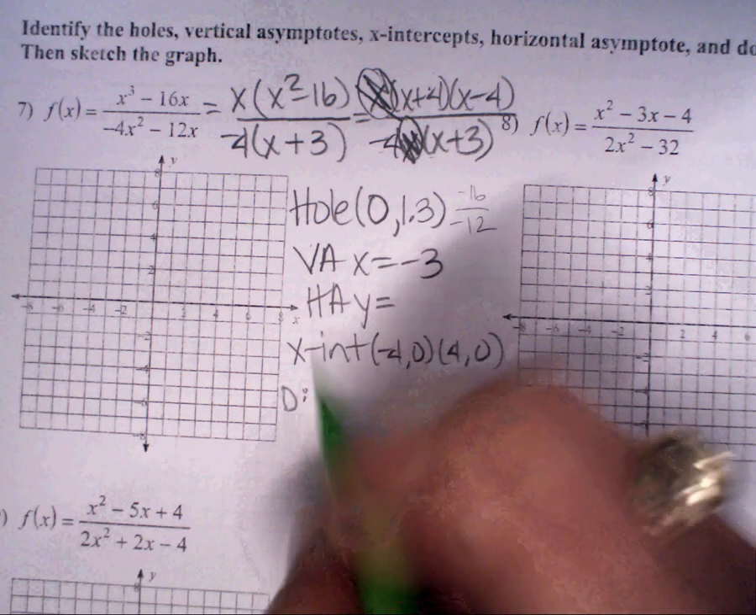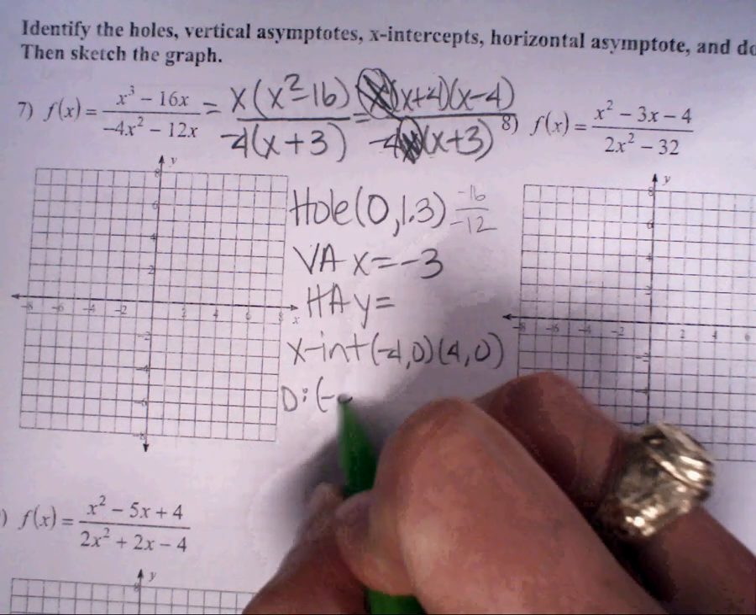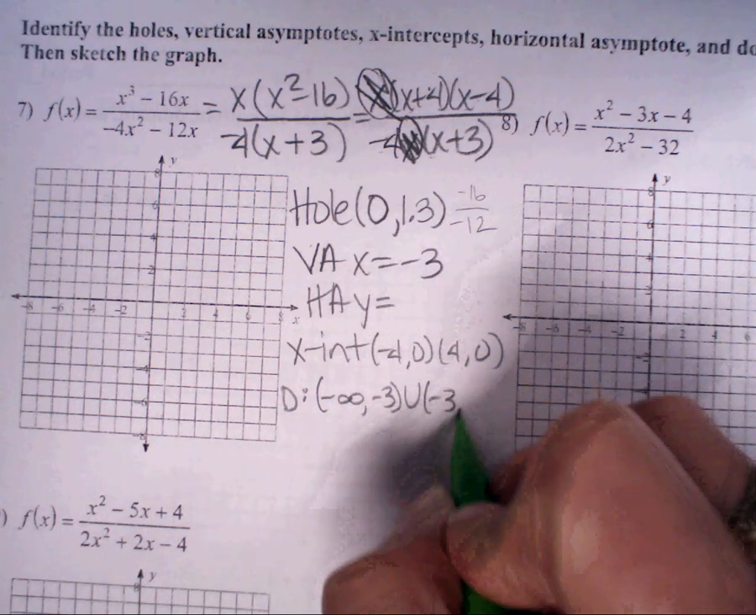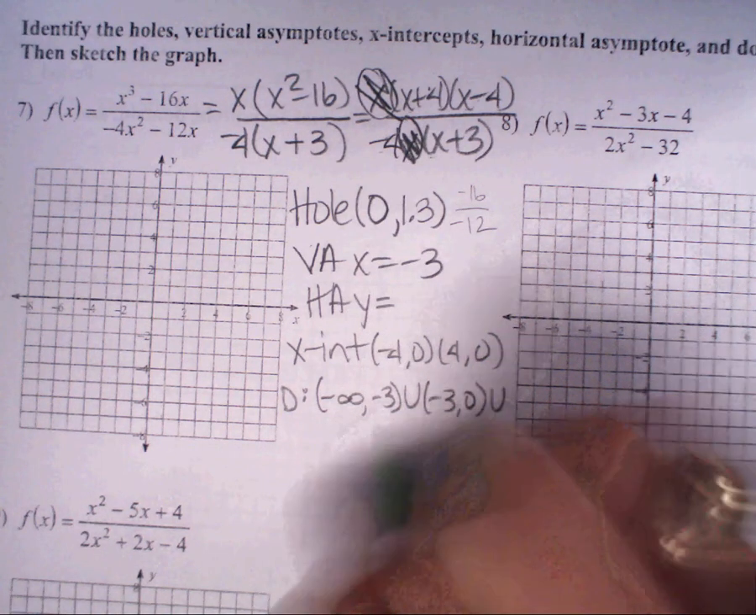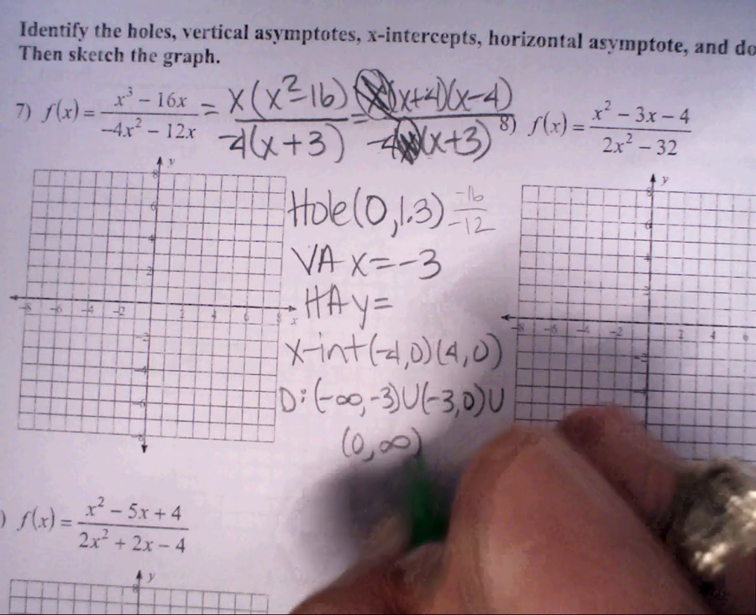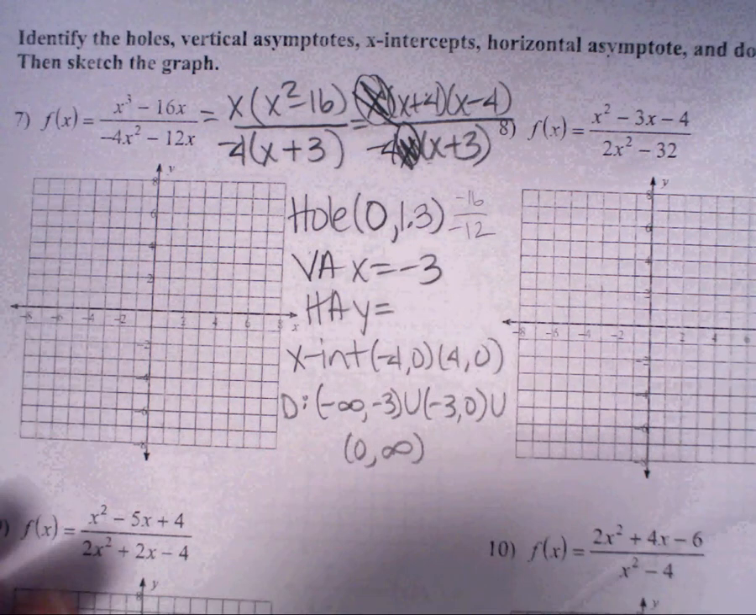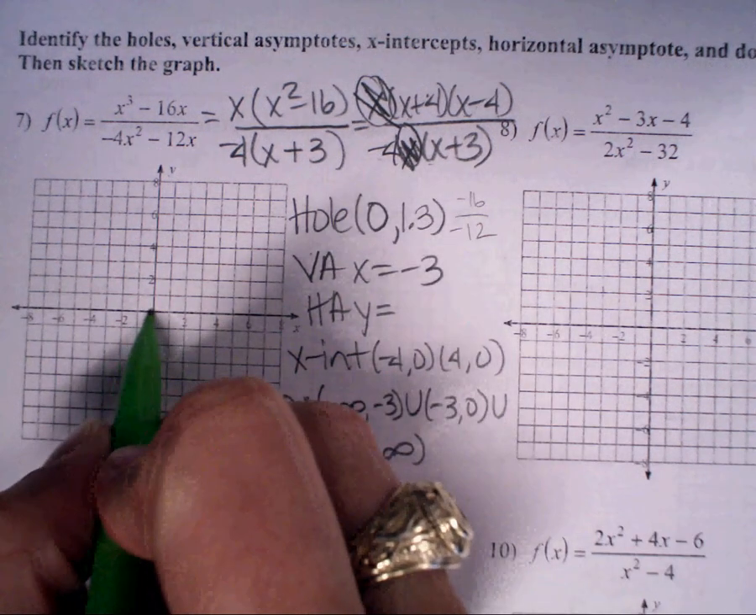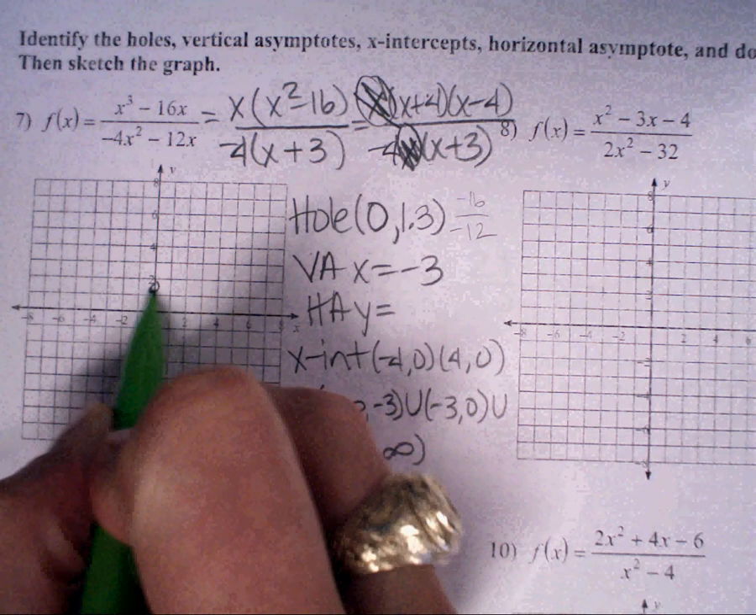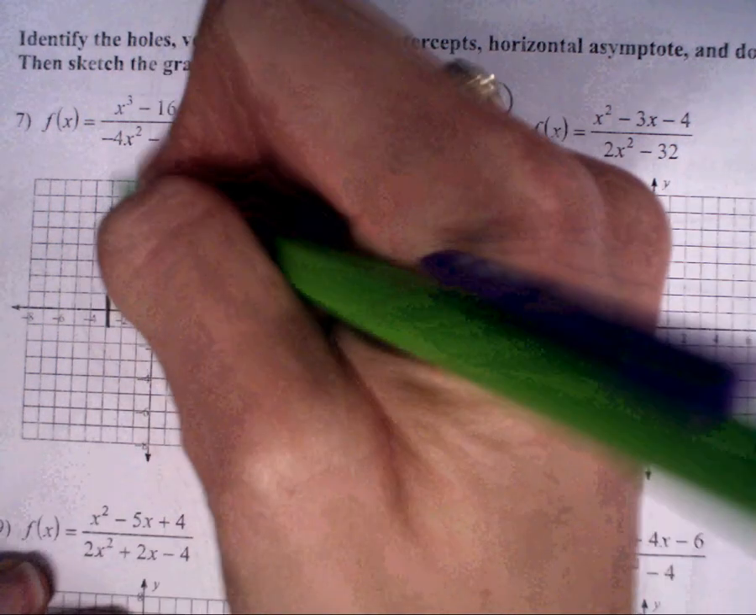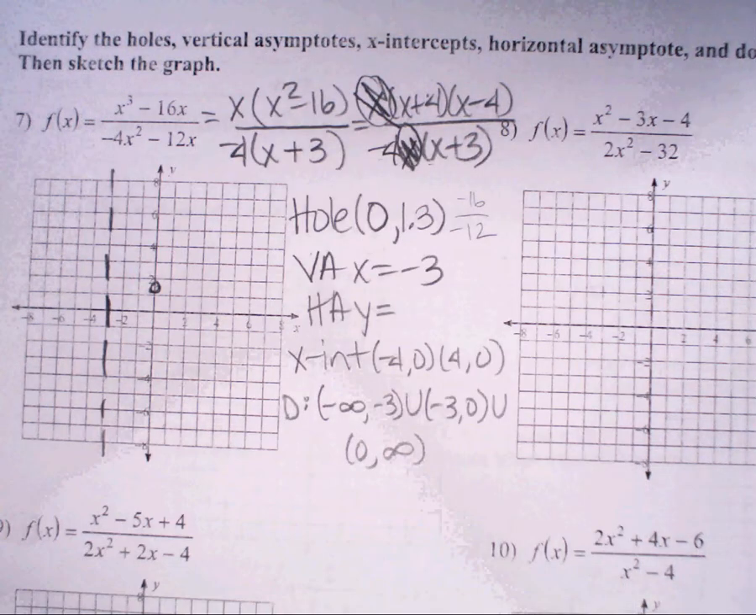My domain has to deal with my hole and my VA, so negative infinity to negative 3 first, negative 3 to 0, that's the hole, and then 0 to infinity. And then now what we'll do, let's go ahead and graph the important stuff. So we have a hole at 0, 1.3. We have a VA at negative 3.